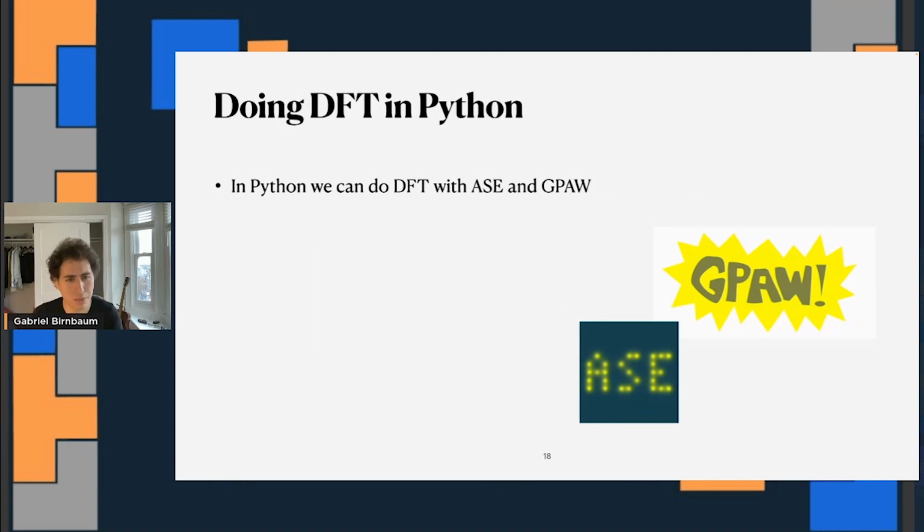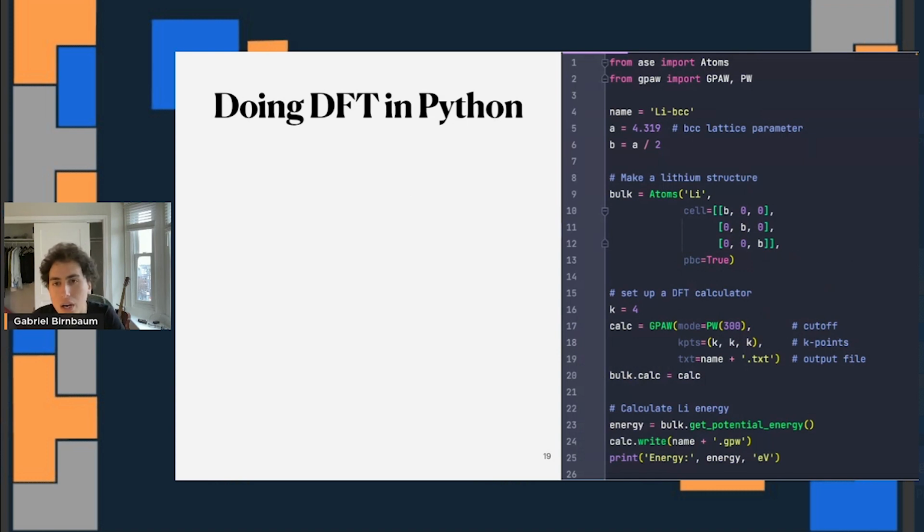And how do we do that in Python? In Python, there are several packages for DFT, a lot of them in languages that are older than me. But in Python, we can do that with ASE and GPAW, which are very interesting and good packages. And I'll just walk you through a bit of code of what that would look like, and we can just do it line by line.